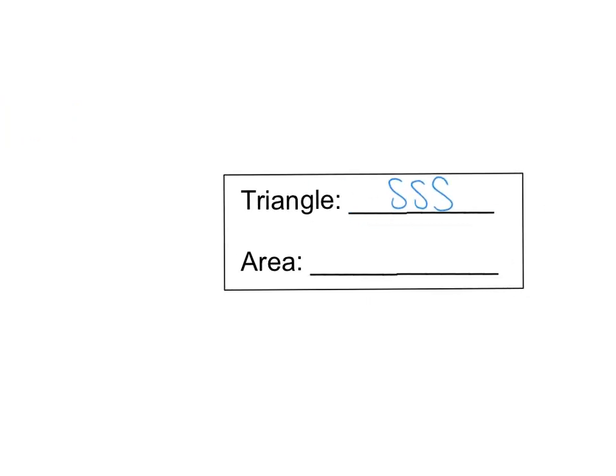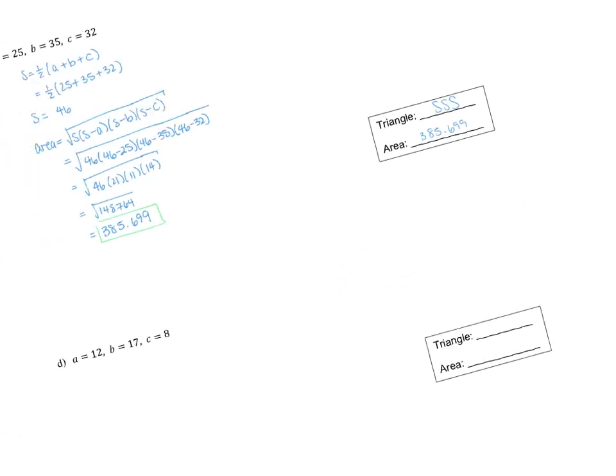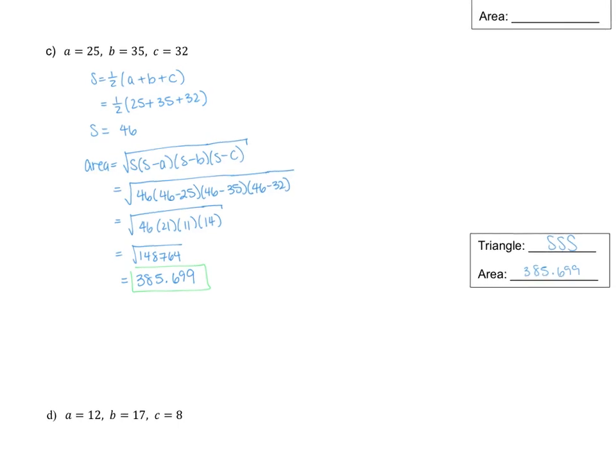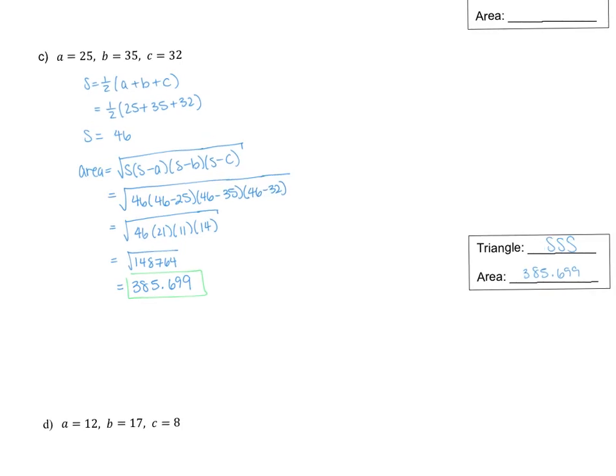All right, so I'm going to write my answer here. This is going to be 385.699 as my area. And I'm done. So Heron's formula is a little bit longer, but it's really not that bad, especially compared to what we were doing the last few days. You just have to find the semi-perimeter first. That number you're going to be using in the area formula in Heron's formula, and then you'll get to the area value.